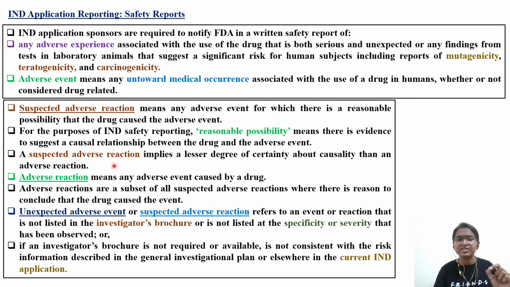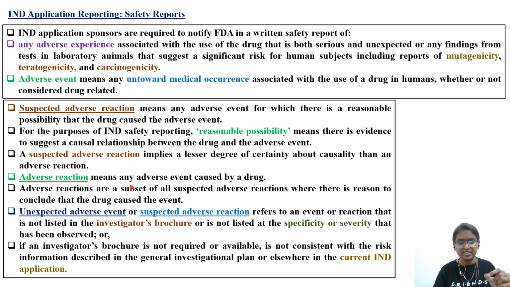A suspected adverse reaction implies a lesser degree of certainty about causality than an adverse reaction. Always, when you're reading these things, when it comes to epidemiology, when it comes to statistics, you have to read these terms: causality, relationship, temporal, trends, dose response relationship. All these key terms you have to integrate and read.